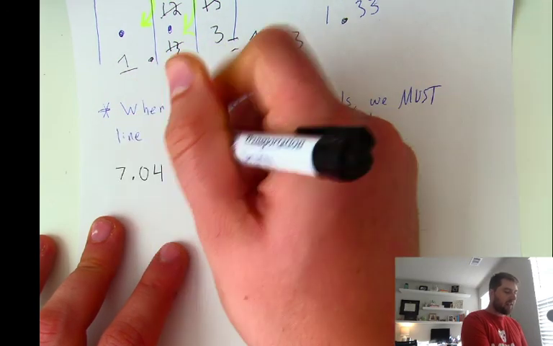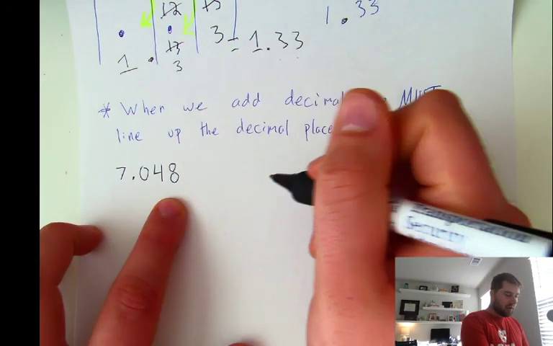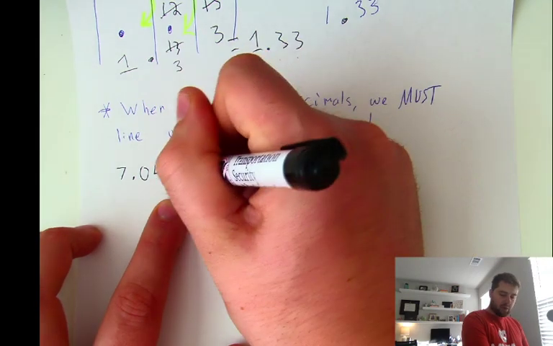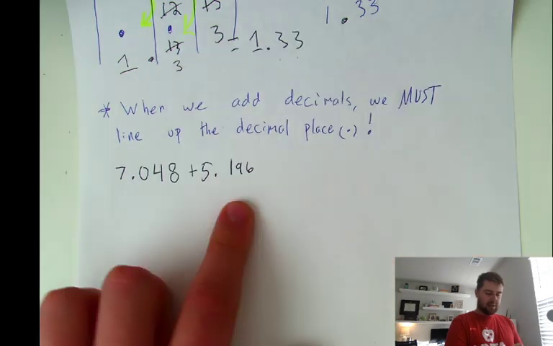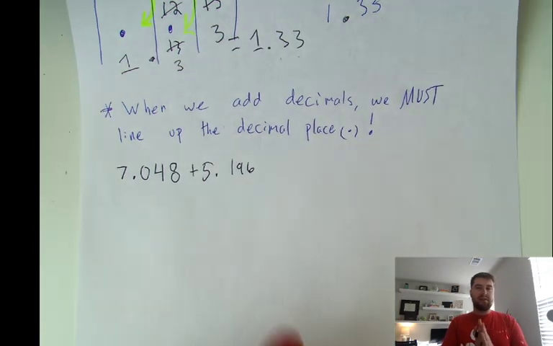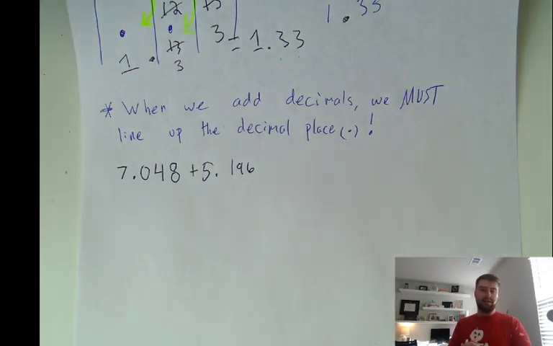7.048, or 7 and 48 thousandths, plus 5.196, 5 and 196 thousandths. So go ahead, pause this video here, unpause once you have this solved, solve it vertically, check it if you want, and then we'll come back together to talk about it.